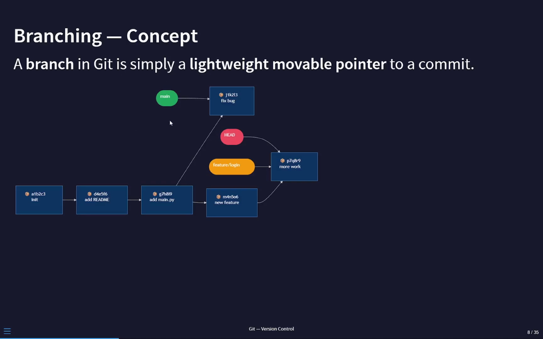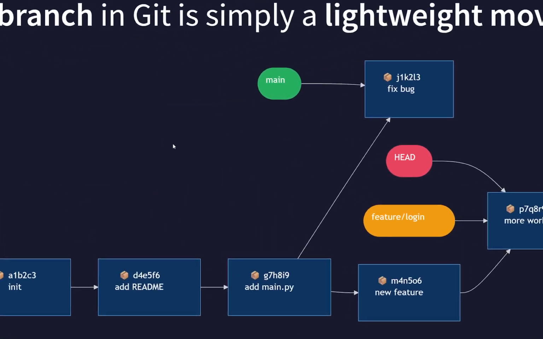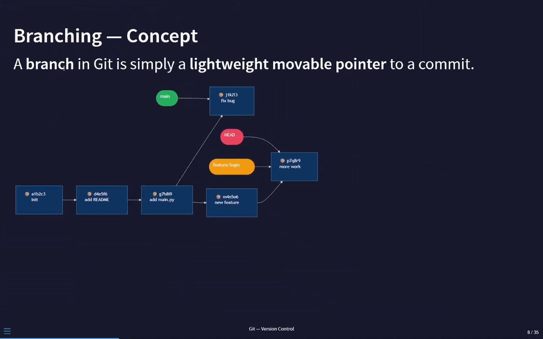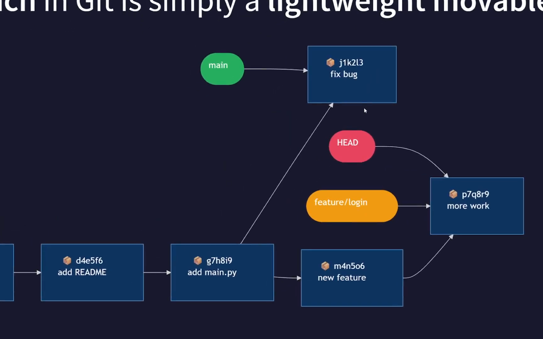That is really all it is. This is why creating a branch in Git is essentially instant and costs almost no memory, regardless of your project size. Look at the diagram. From commit G7H8I9, add main.py, the history diverges. The main branch keeps going straight to fix bug. Meanwhile, feature/login branched off at the same point and has 2 more commits, new feature, and more work. HEAD is currently pointing to feature/login, meaning we are working on that branch right now.